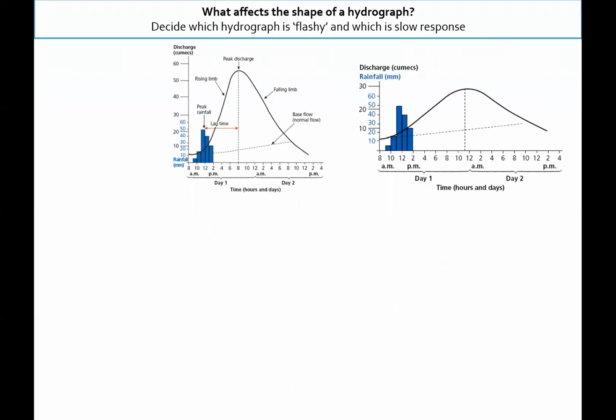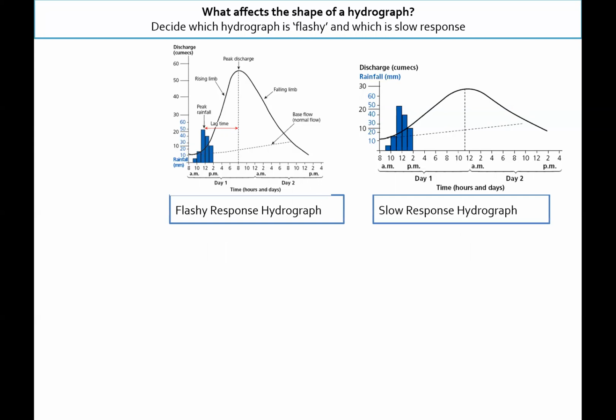So we're now going to think about what affects the shape of that hydrograph. So you've got two hydrographs here. Which one do you think is flashy, so responds quickly, and which one is a slow response? So the one on the left, that's your flashy. It responds very, very quickly. It has a steep rising limb, it has a high peak discharge, and it has a short lag time.